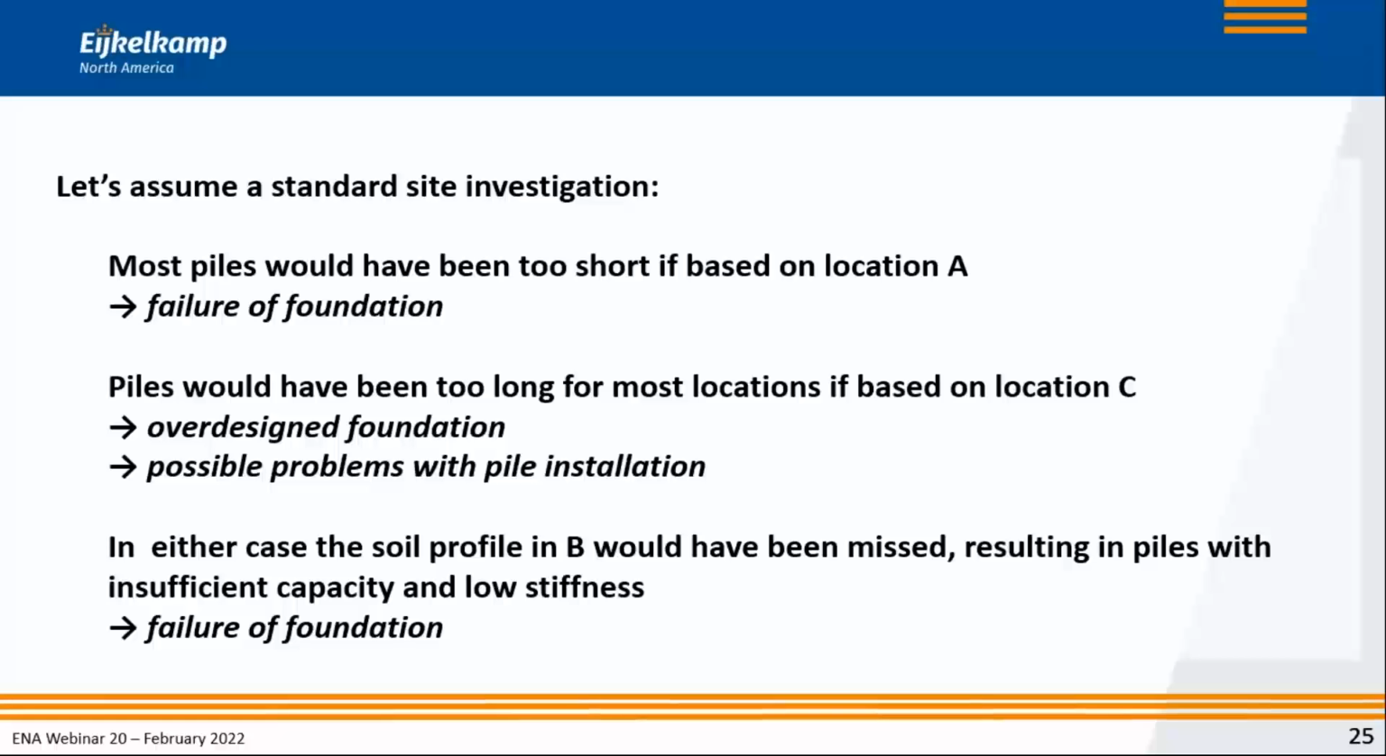And basically, you would have insufficient capacity because in area B, you will only have capacity based on the friction along the pile shaft, but you did not have any end bearing, and therefore you did not have the right amount of capacity. And on top of that, as already identified, you had these soft layers underneath the pile toe, which would mean that the foundation would have a low stiffness. In either case, you would result with a failure of the foundation.